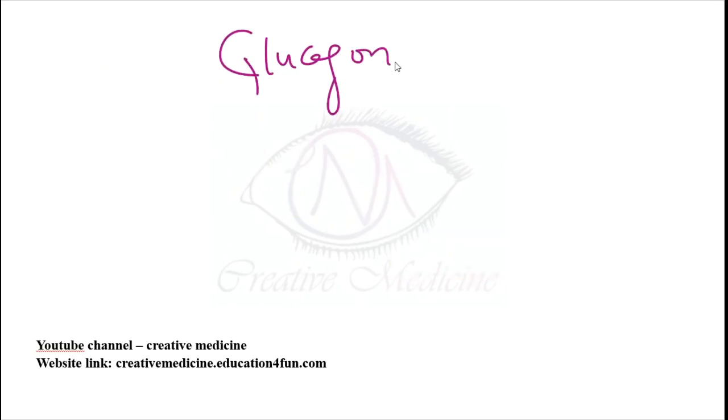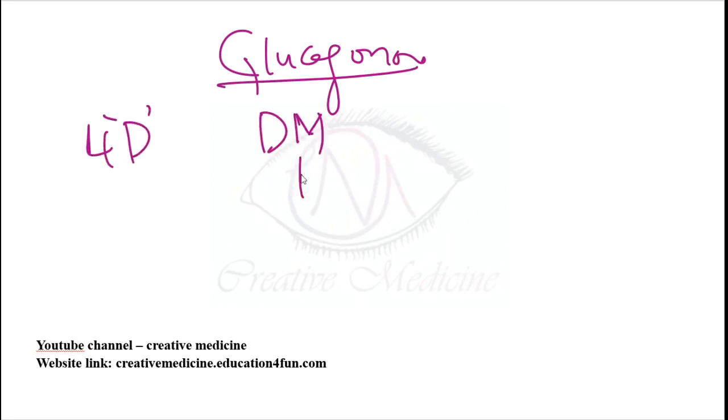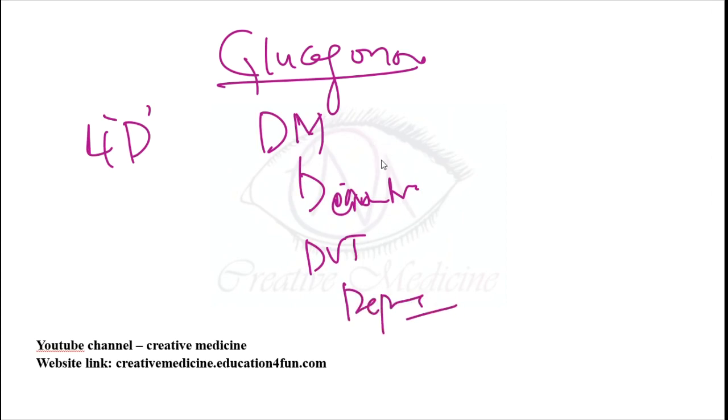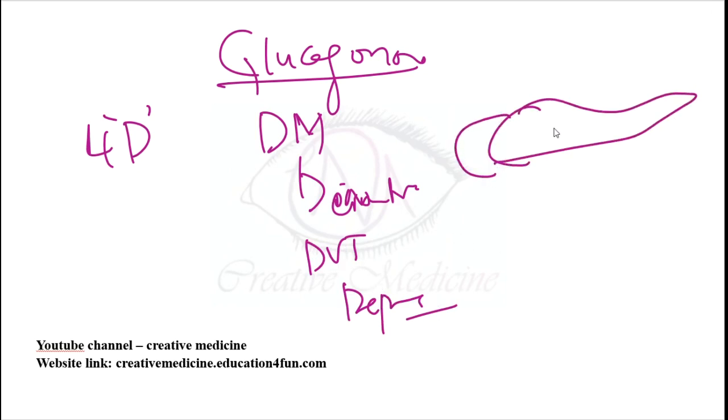Then we have glucagonoma. In glucagonoma, we have something called the 4Ds. What do you see in the 4Ds? Diabetes mellitus, dermatitis, DVT, that is deep vein thrombosis, and depression are seen. Glucagonoma is mainly seen in the body and tail of the pancreas.